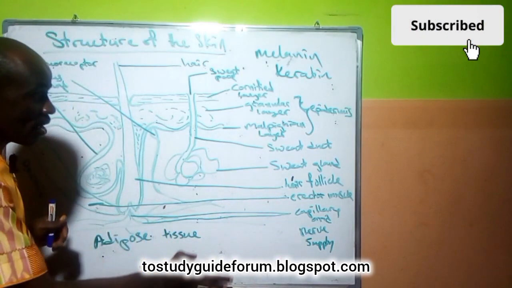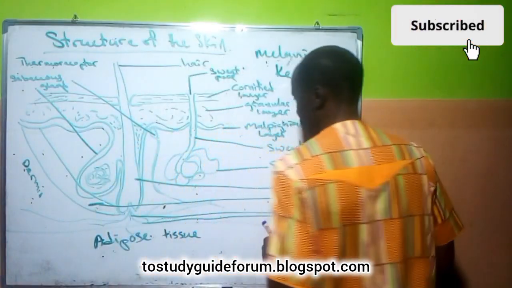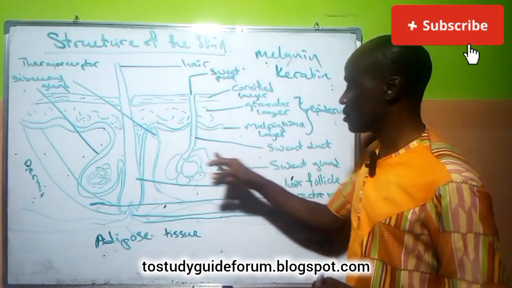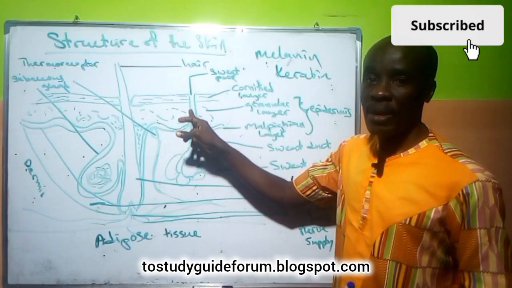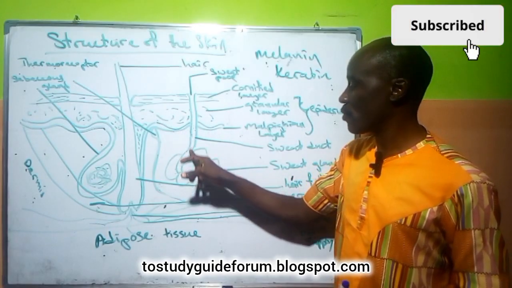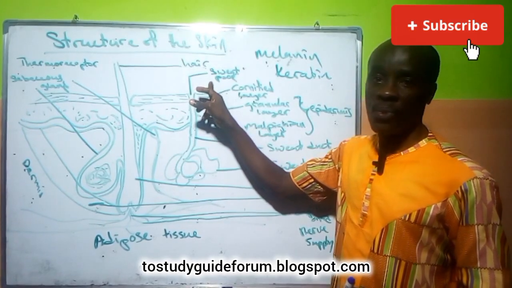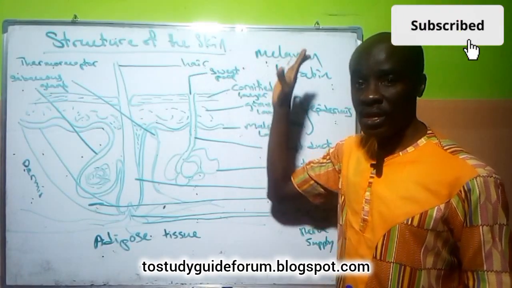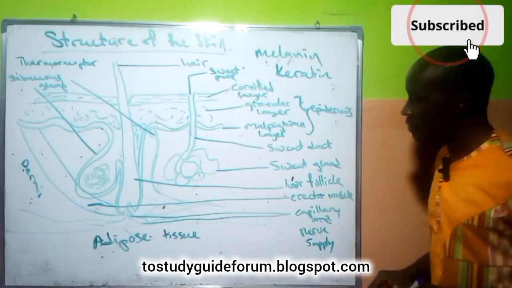We also have the sweat gland. The sweat gland has a passage we call the sweat duct. This sweat duct is a passage that allows the sweat to move from the sweat gland to the sweat pore, where it is released to the environment. So we also have the hair follicle.